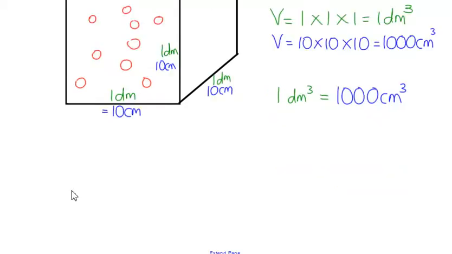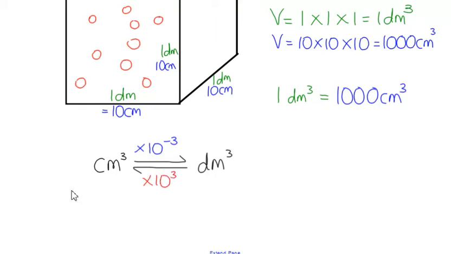So let's just make sure we understand how to convert. If we're given our volume in centimetres cubed, we're going to need it in decimeters cubed. Given that there are 1,000 centimetres cubed in a decimeter cubed, we would need to times by 10 to the minus 3. We'd need to divide by 1,000 to get centimetres cubed into decimeters cubed. But if we had decimeters cubed, we would times by 1,000, or 10 to the 3, to turn that into centimetres cubed.